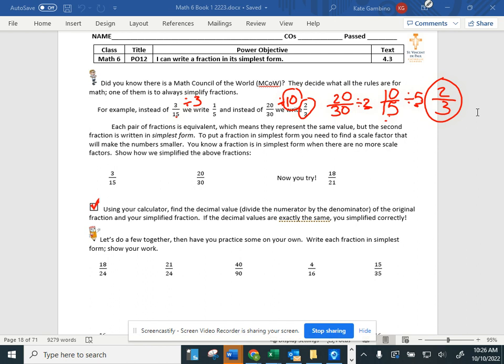Show how we simplified the above fractions. Well, I just did that up there. But you're gonna write it down here if you didn't write it yet. I divided the 3/15 by 3. So 3 divided by 3 is 1. 15 divided by 3 is 5. So we get that 1/5. The 20/30th, if we found that biggest scale factor, 20 divided by 10 is 2. 30 divided by 10 is 3. Now you try it with 18/21.